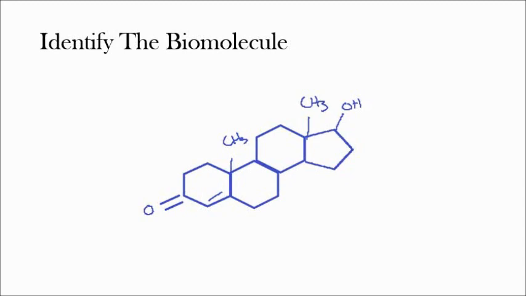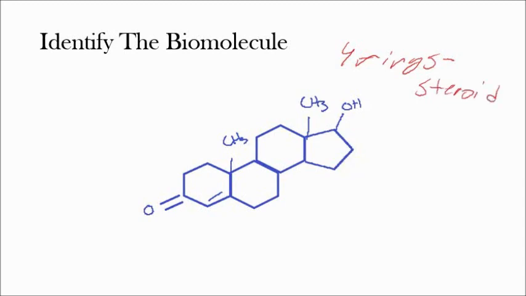All right, the first thing that should jump out to you with this type of biomolecule is that you have these 4 rings. You have a ring here, a ring here, a ring here, and finally a ring here. Whenever you have these four rings, you can basically assume it's a steroid. So 4 rings. It's a steroid.